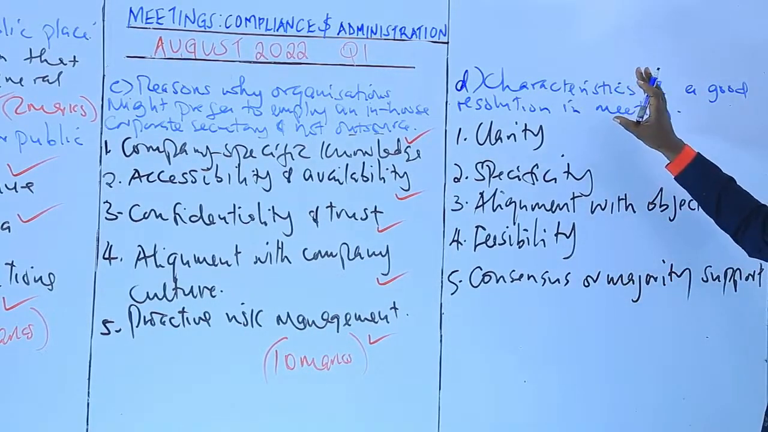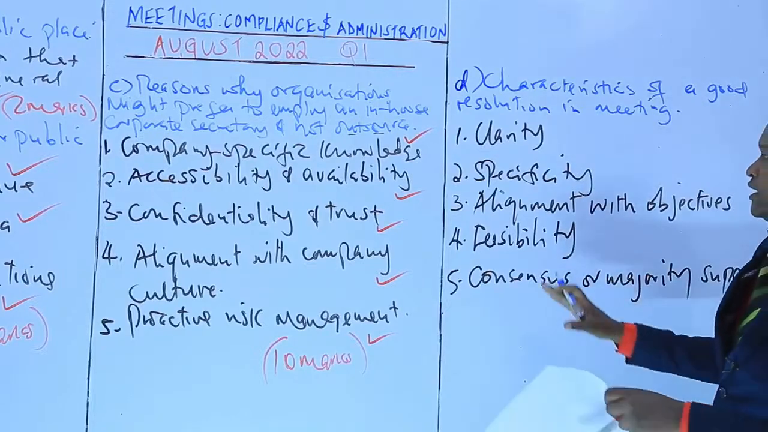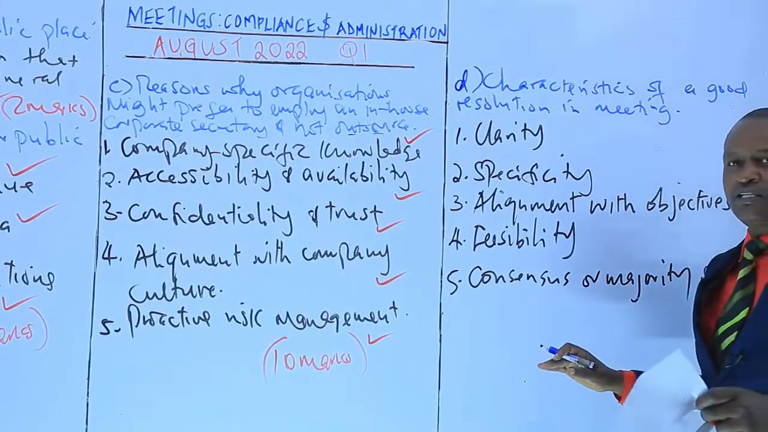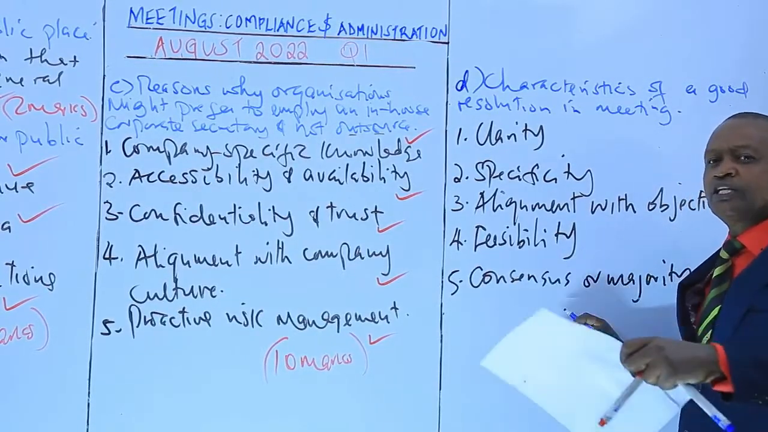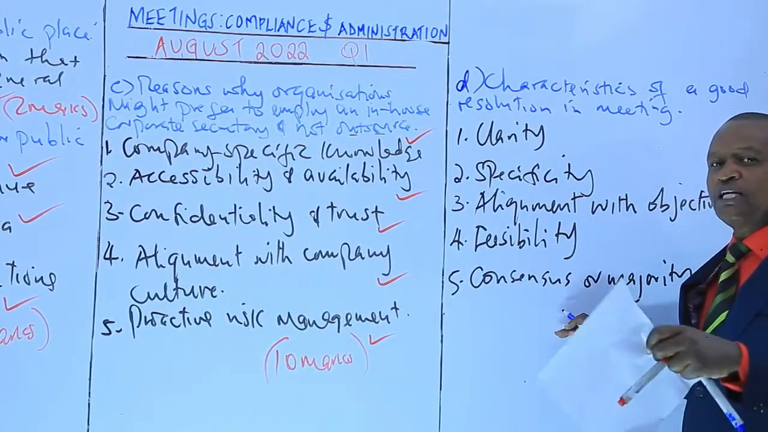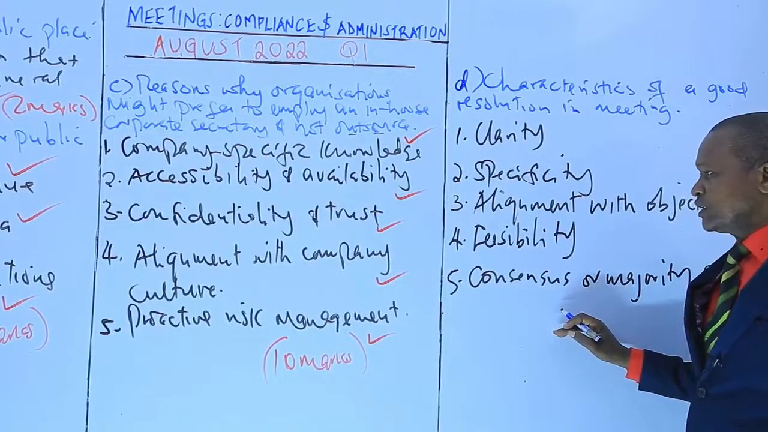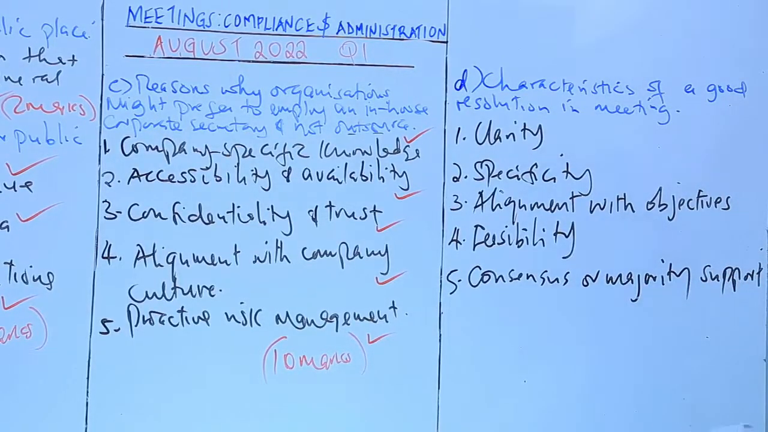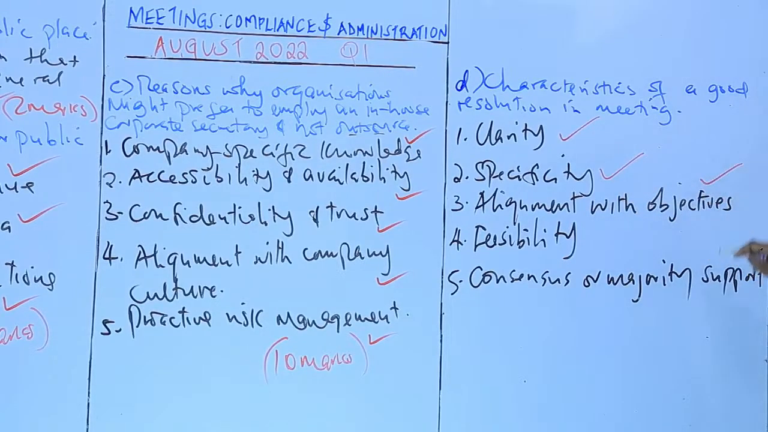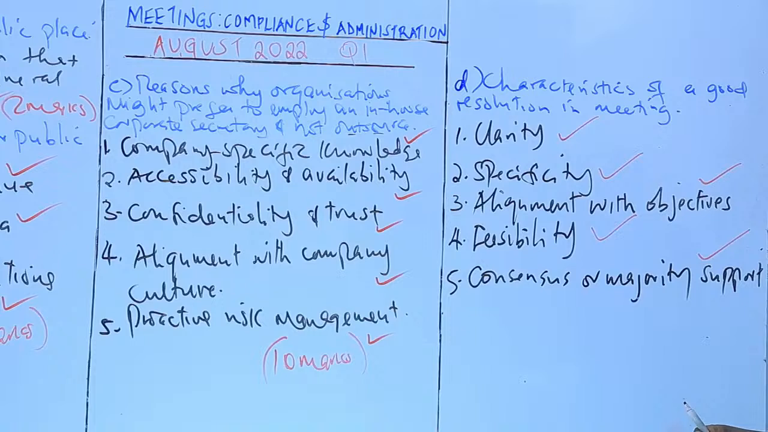So these are characteristics of a good resolution. All in all, candidates, a good resolution collectively captures the decisions made during the meeting and also provides clear guidance for action and promotes alignment and unity among the organization stakeholders. So these are 5 characteristics. It must be clear, specific, aligned with objectives, practical, with majority support. These are 5 points, 5 marks.